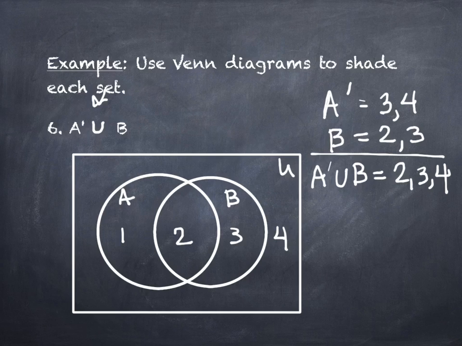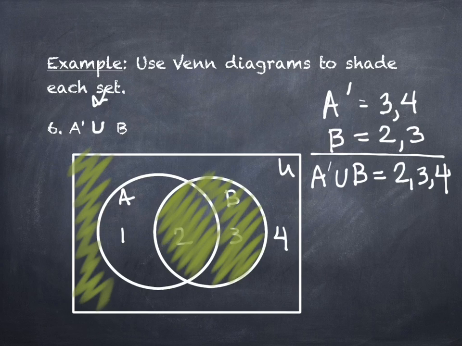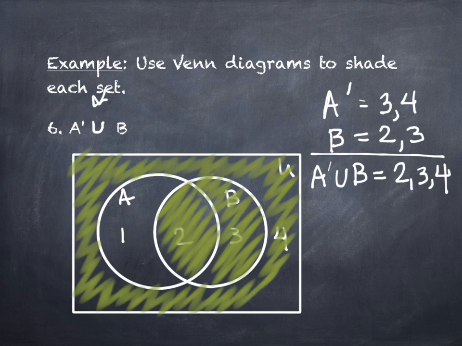Let's try that. So I need to shade the region 2. I need to shade the region 3. And I need to shade the region 4, which is the outer rectangle on this one. So the only thing that didn't get shaded was region 1, which was inside of the outer part of A. So no matter where you put your numbers, they don't have to match up to mine. You're still going to get the same shading if you've done the problem correctly.